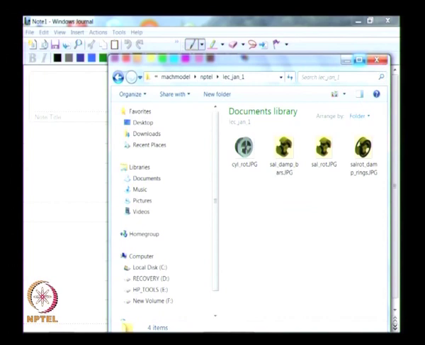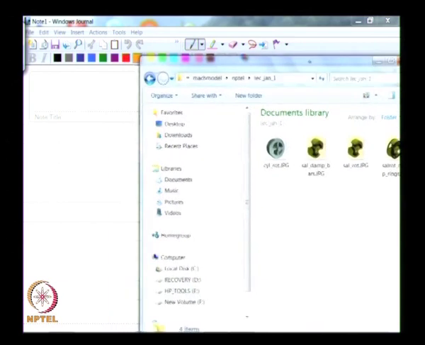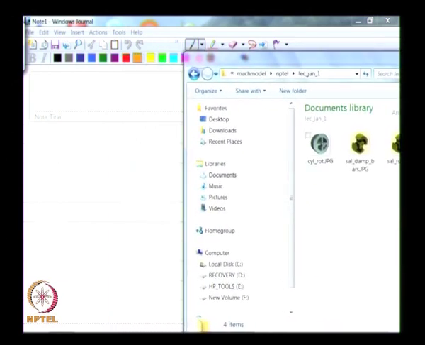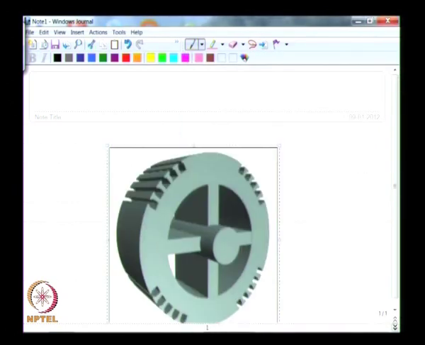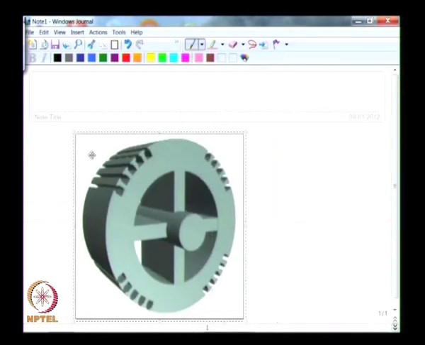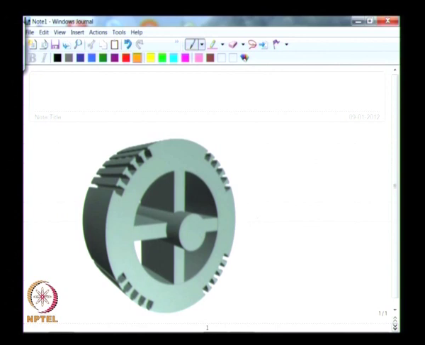So here we have some images of the rotor of a synchronous machine. This type of rotor is not a real synchronous machine rotor, but a model to show how the salient features, the important aspects of a cylindrical rotor of a synchronous machine will look like.